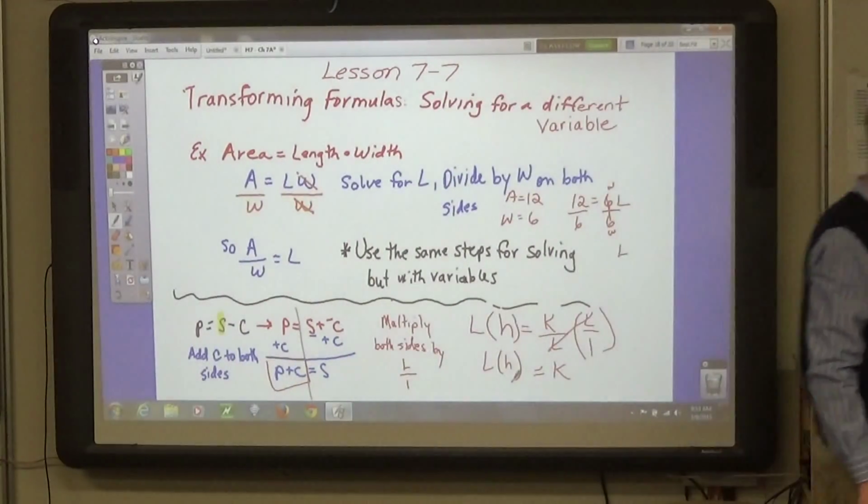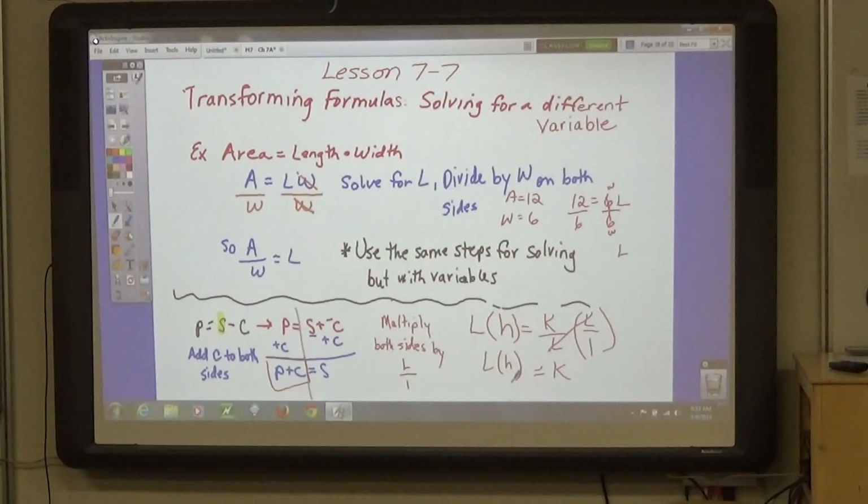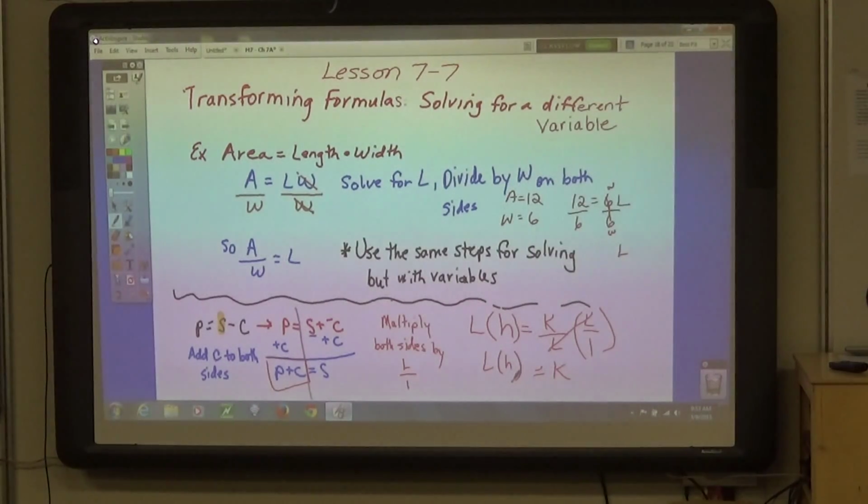Alright, so we're going to be transforming formulas on the assignment for today by using those same procedures. Adding the opposite to remove something from one side, or multiplying by its reciprocal in order to isolate the variable.